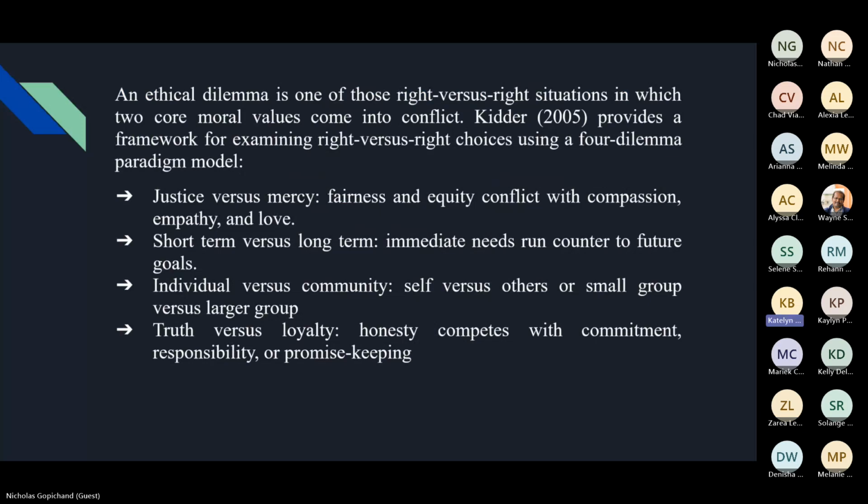Thirdly, we have individuals versus community. This is self versus others, or small group versus larger group. Lastly, truth versus loyalty, which is when honesty competes with commitment, responsibility, or promise keeping.